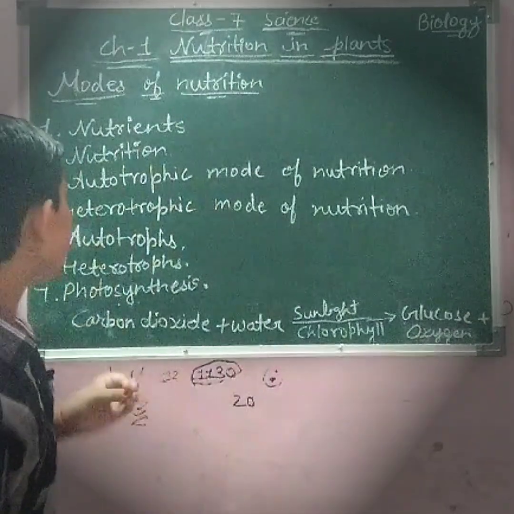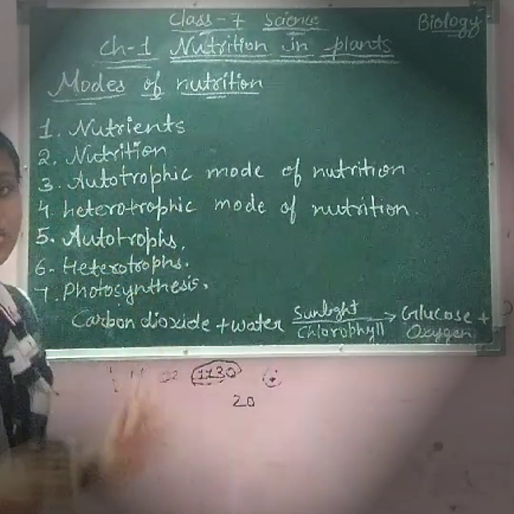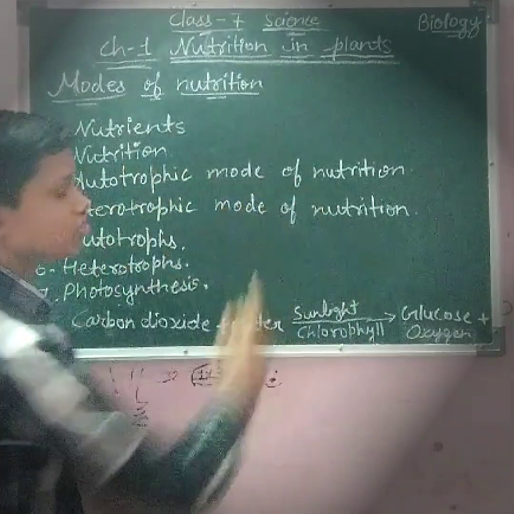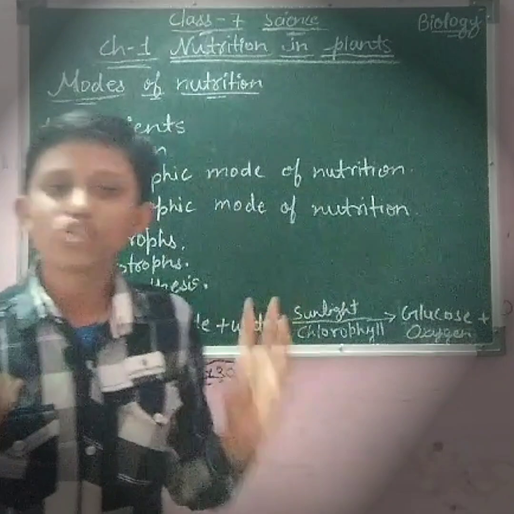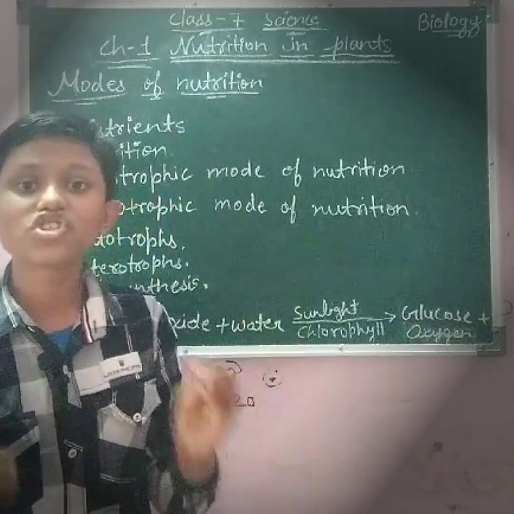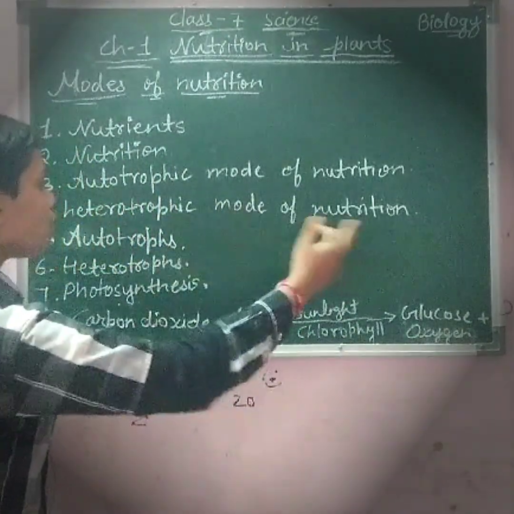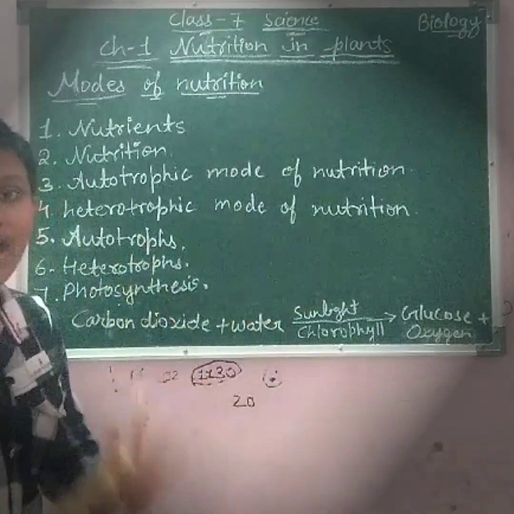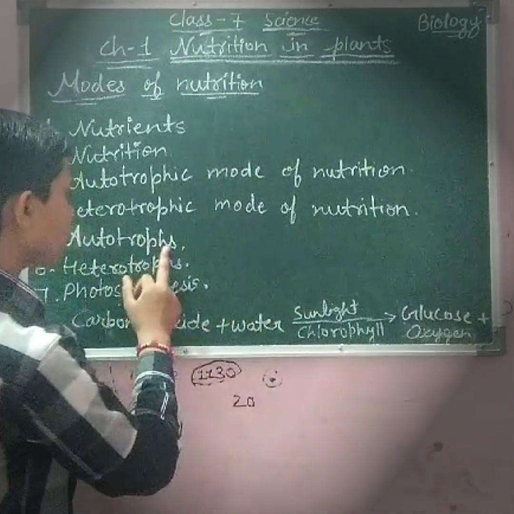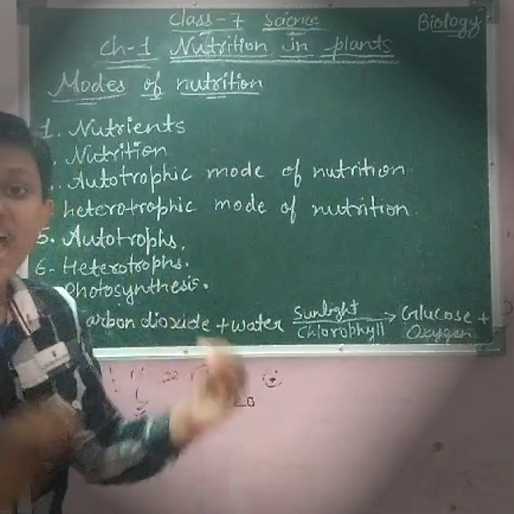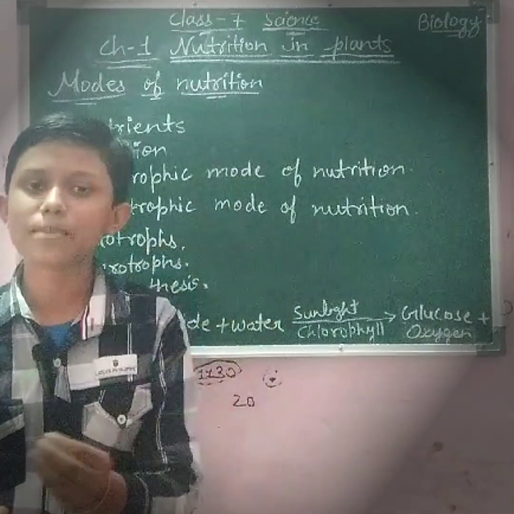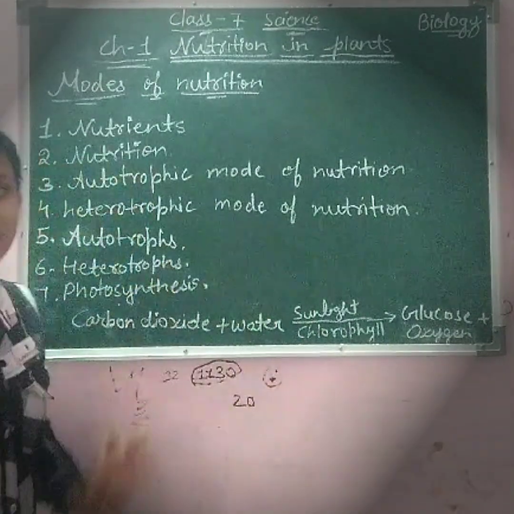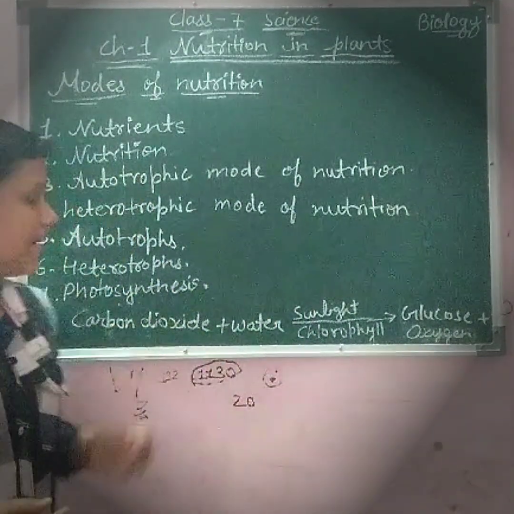Now we discuss autotrophs. The organisms which use the autotrophic mode of nutrition are known as autotrophs, and the organisms which use the heterotrophic mode of nutrition are known as heterotrophs. It means green plants are known as autotrophs, and Venus flytrap, pitcher plants and fungi are known as heterotrophs because they cannot make their food by themselves.